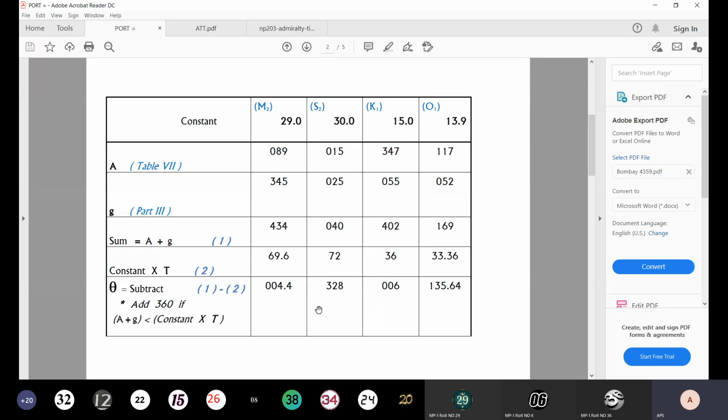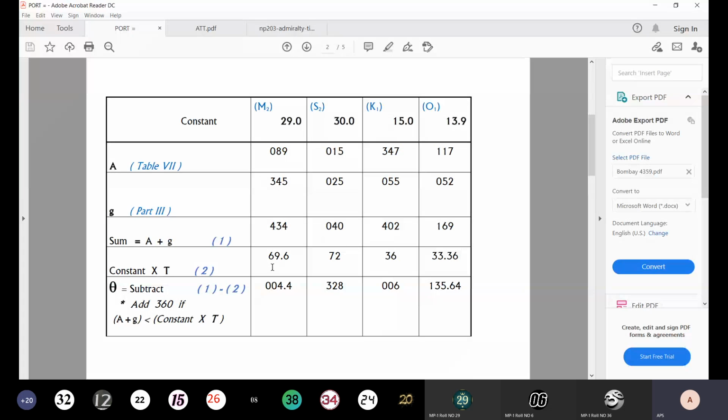Now the next step is calculating the value of theta. So subtract 2 from 1, that means 434 minus 69.6. You will get some answer here. If you are getting some negative value, add 360. If you are getting some answer more than 360, then remove 360. Just remember the basic rule: theta must come between 0 and 360. So if you are getting anything minus, you add 360, make it plus. If you are getting more than 360, remove 360 from that value, and your answer should come between 0 and 360.